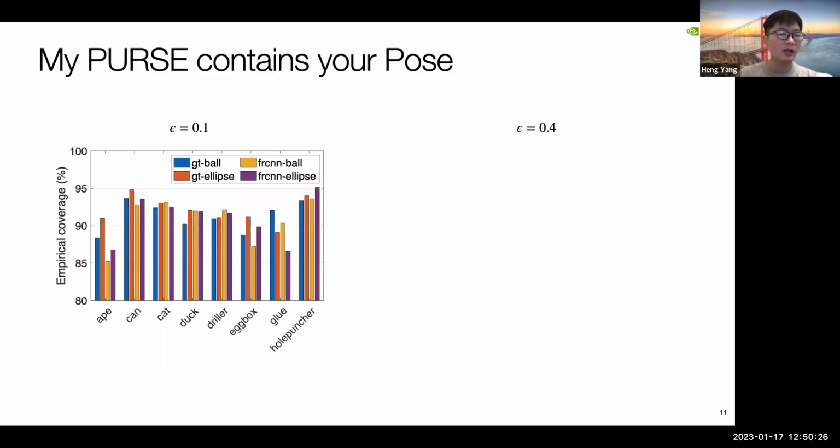So here I'm plotting the empirical coverage for all 8 different objects. Because you have 8 different objects, you have to apply conformal prediction to each of these objects separately. You'll see this histogram of empirical coverage, and they do fluctuate a little bit around 90%, but they're not too far away from this 90%. And in fact, in most cases, it's actually above 90%.